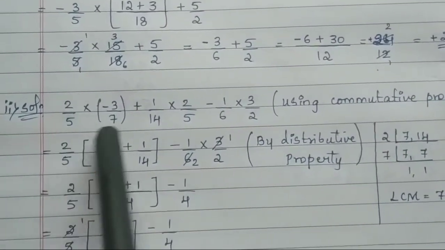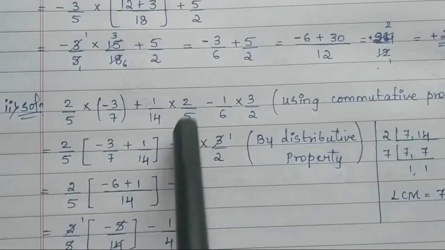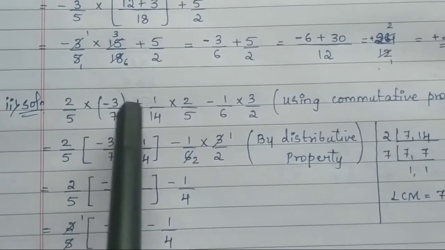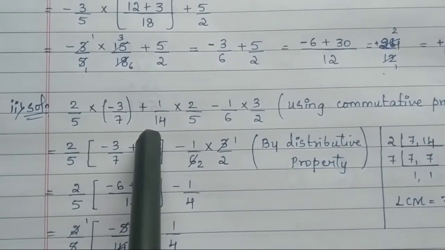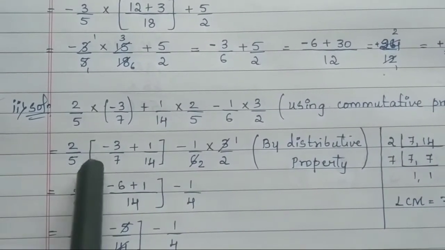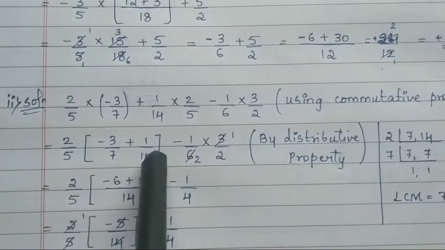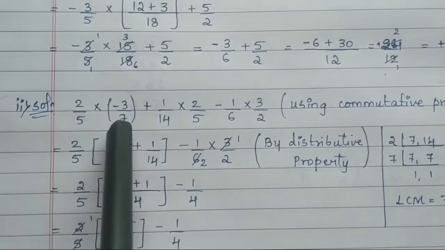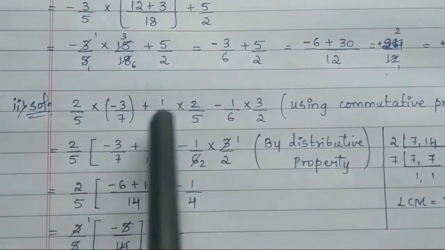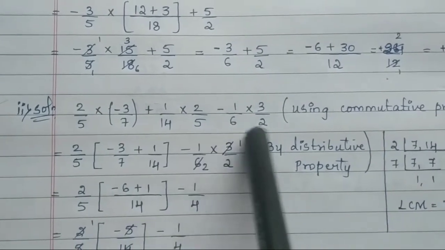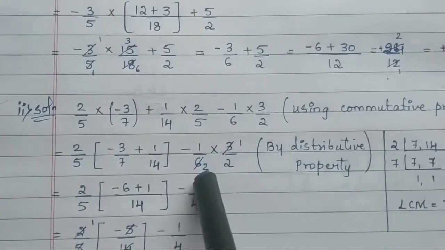Now according to our distributive property, we have x into y plus x into z. So we can write this in this form, x into y plus z. Here our x is 2 by 5, our y is minus 3 by 7, and 1 by 14 is our z. Minus 1 by 6 into 3 by 2 will be as it is.